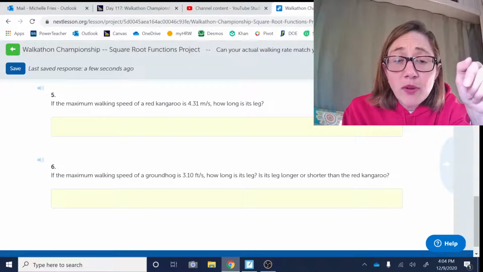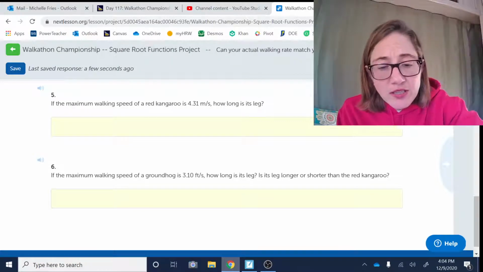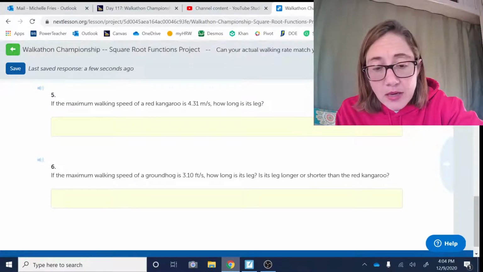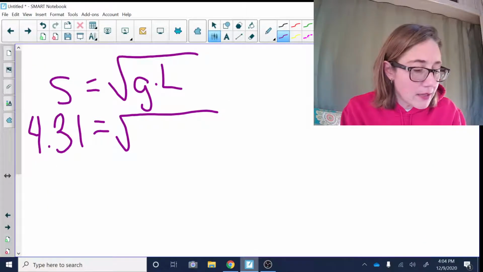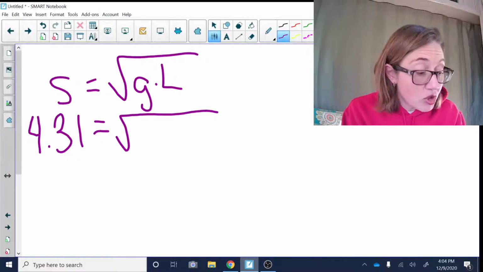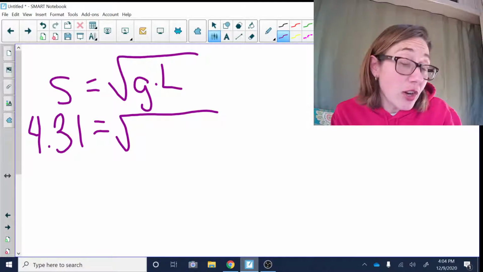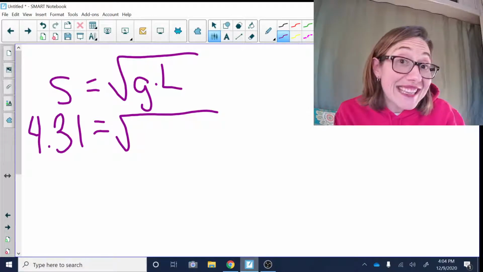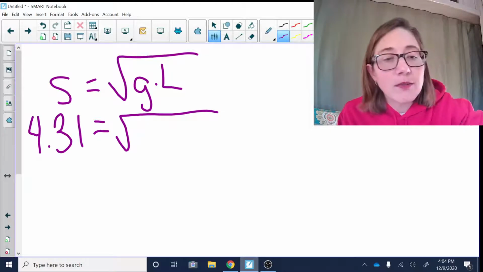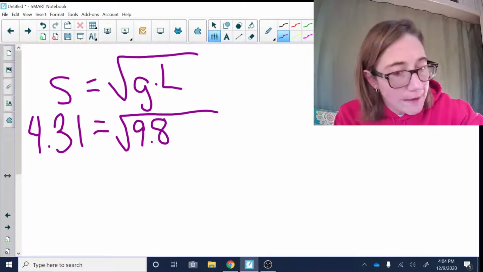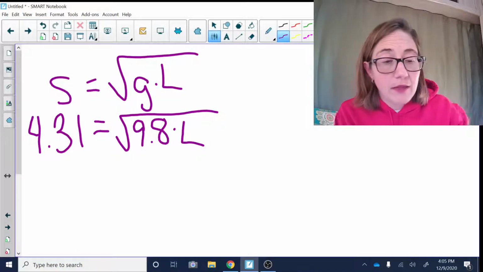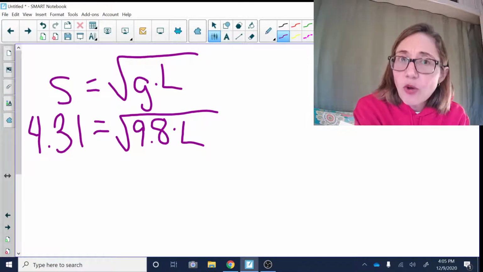So we don't know the leg length. Now this 4.31 is in meters, so that's going to be my clue, meters per second. Which of my measurements for G am I going to use? The 9.8 meters or the 32 feet? Well, we're going to need the meters one, so we're going to put the 9.8 in for the G. We don't know the leg length. Okay, so now we have an equation to solve.